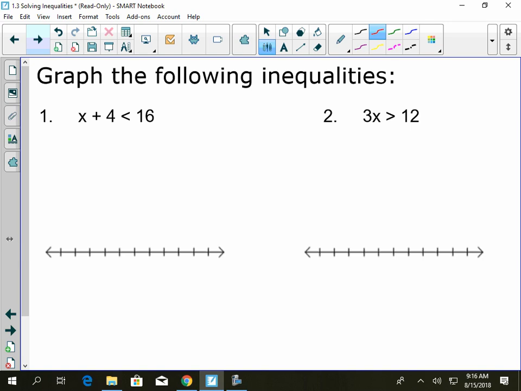Graph the following inequalities. Now this, number 1, is not simplified yet. The x has to be by itself. What do I have to do to get the x by itself? Subtract 4, right? I don't want to write this out every single time. It's a simple one. The 4's cancel. X is less than 12, correct? Now I have to graph that. So this is what I'm going to do. I'm just going to put 12 right here.